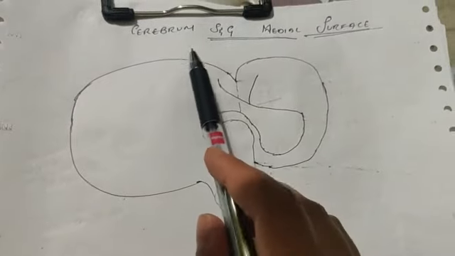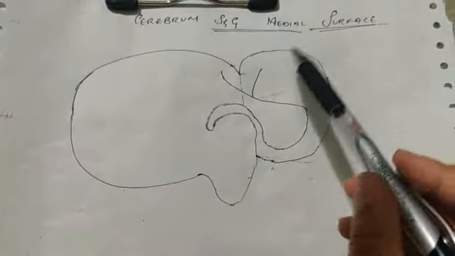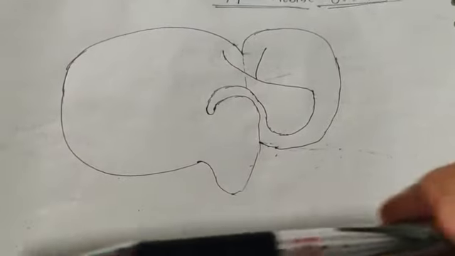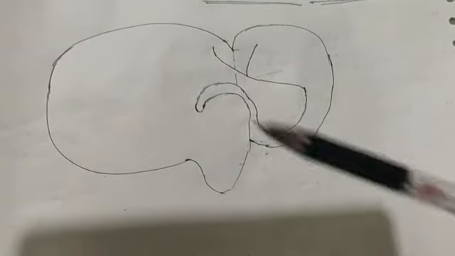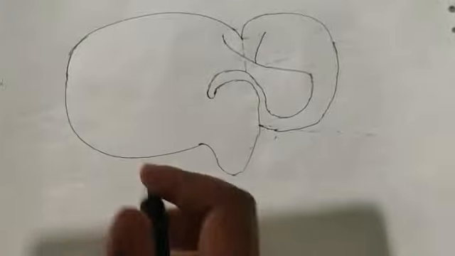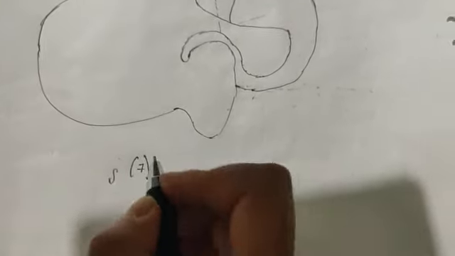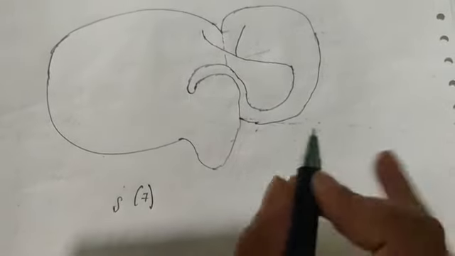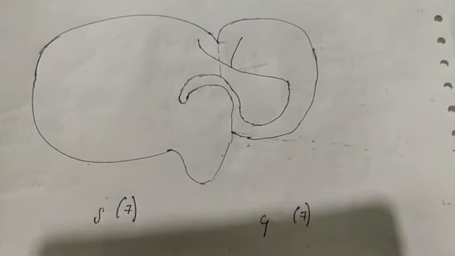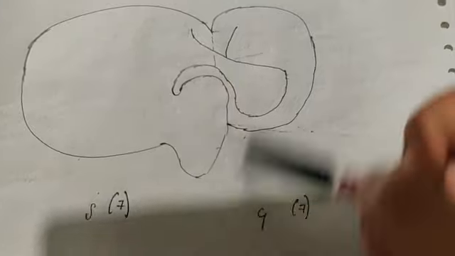Okay, so now we'll talk about the sulci and gyri of the medial surface. In the previous two videos, we'd finished the superolateral surface. So now we need to know that there are a total of 7 sulci and 7 gyri on the medial surface. First, let's start with the sulci.